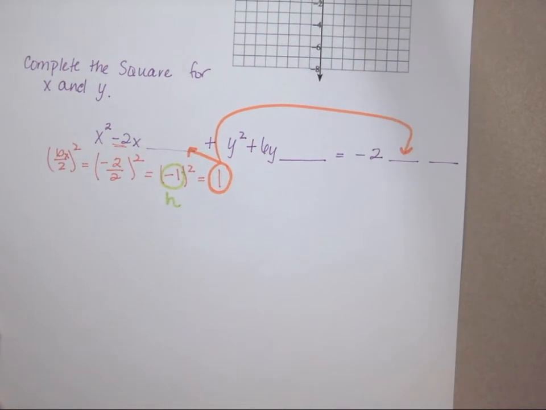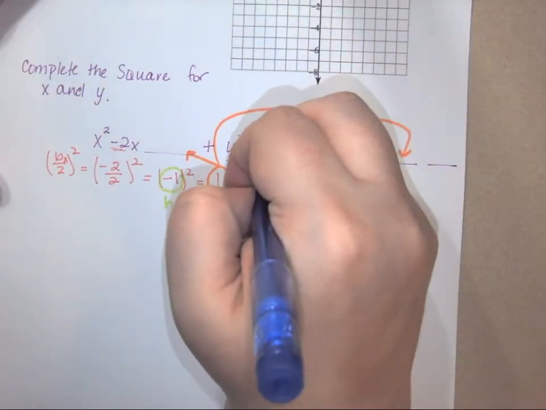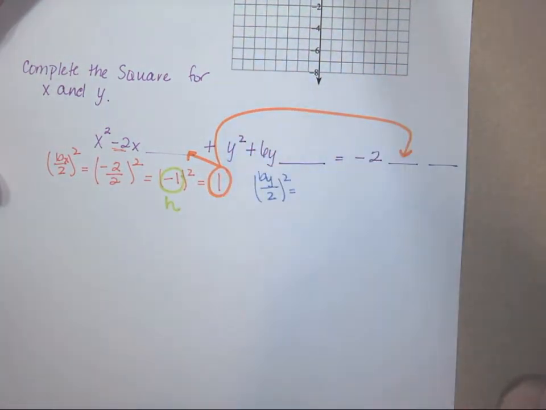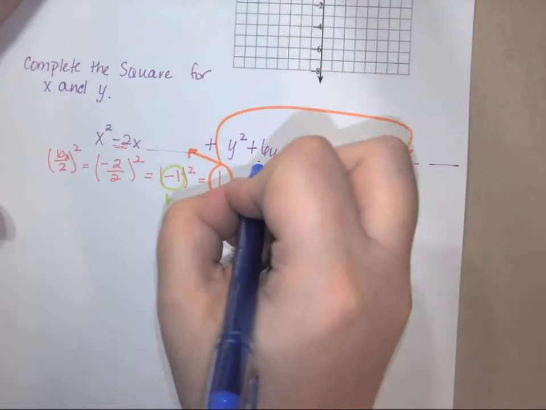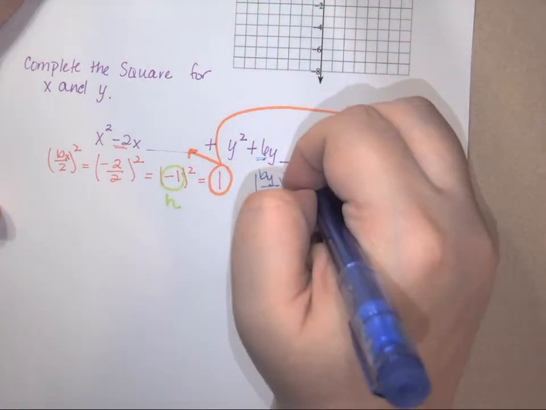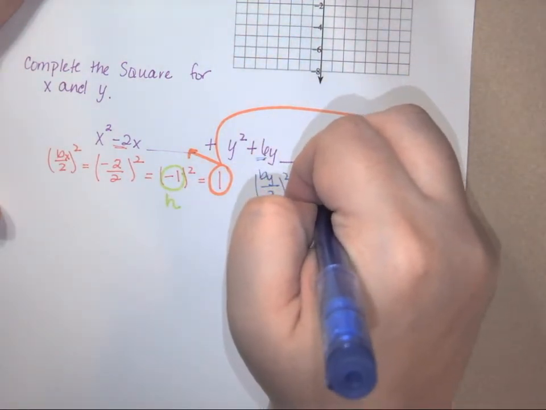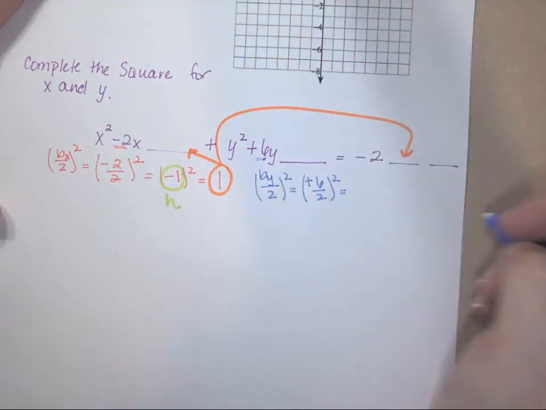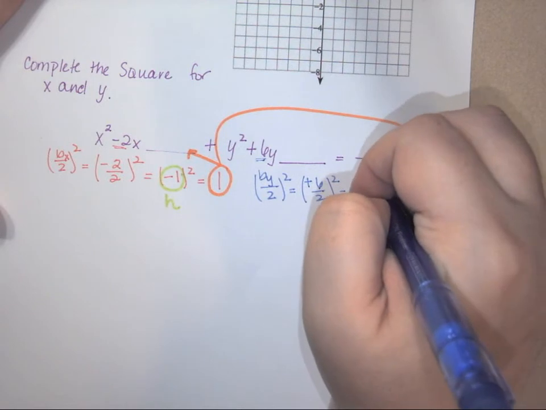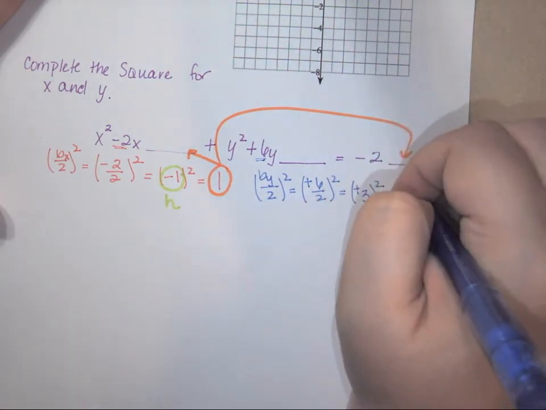Now, that all being said, I still have to do the y side. So let's go ahead and look at that. This over here is going to be the same. I'm going to have my y term over 2 and square it. So in this case, my y term is this +6 piece. So this is going to be +6 over 2 and square it. 6 over 2 reduces to 3, so this is +3 and square it. That gives you 9.